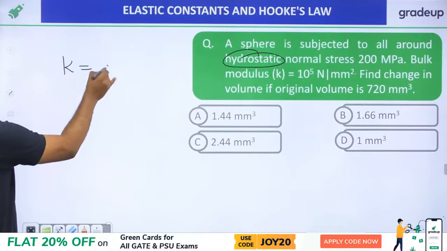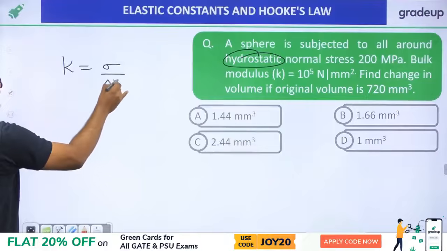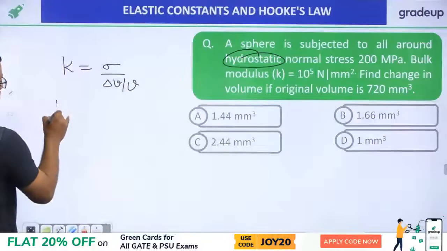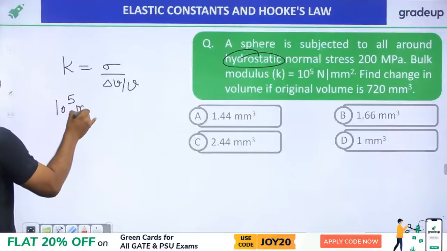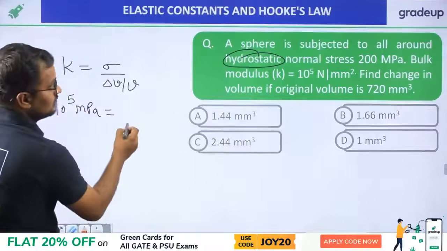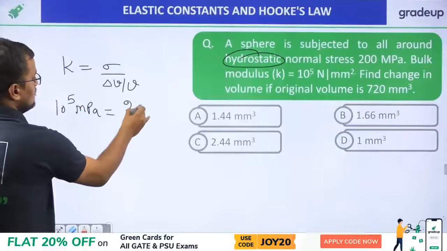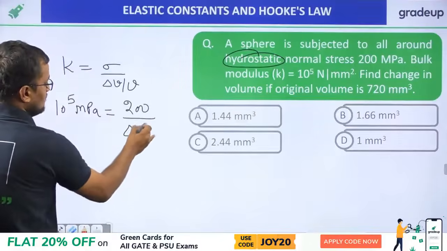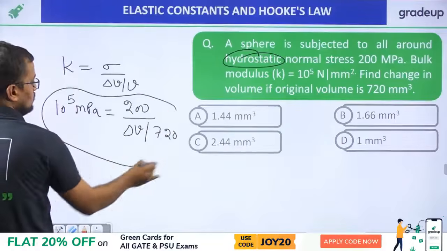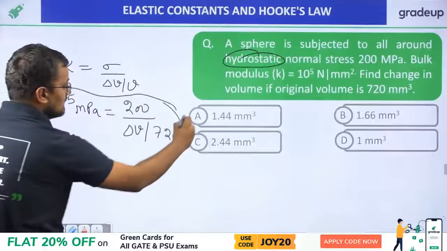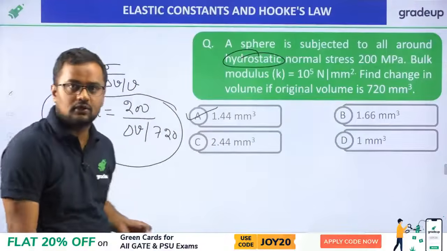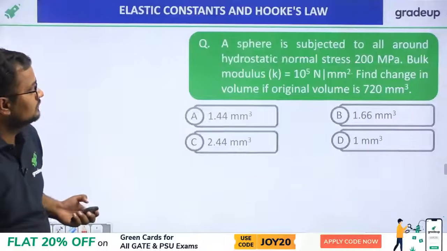So K is equal to sigma by delta V by V. Bulk modulus is given, 10 to the power 5 Newton per mm square, that is 10 to the power 5 megapascal. Sigma is given, 200. Delta V they are asking; volume is 720. Of course, everybody knows how to solve this. Delta V we got as 1.44. Okay, good, good. Next question.